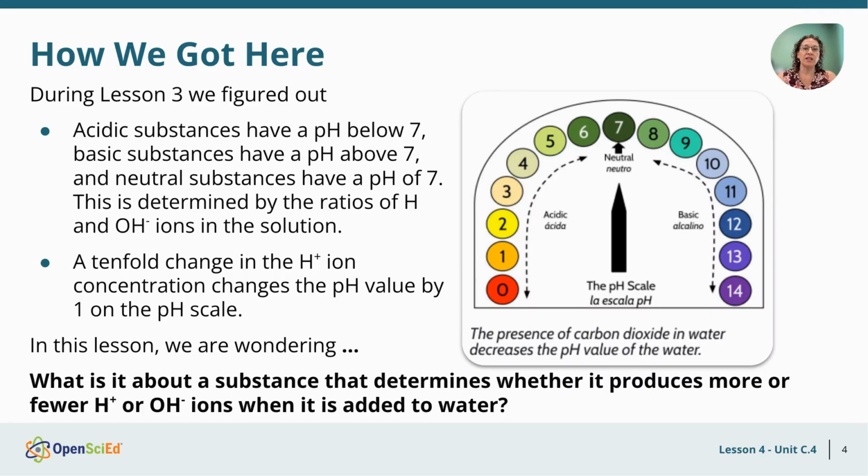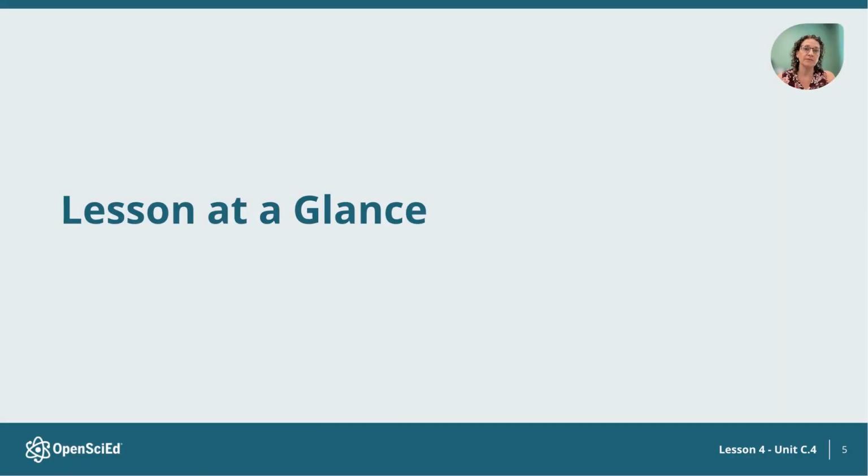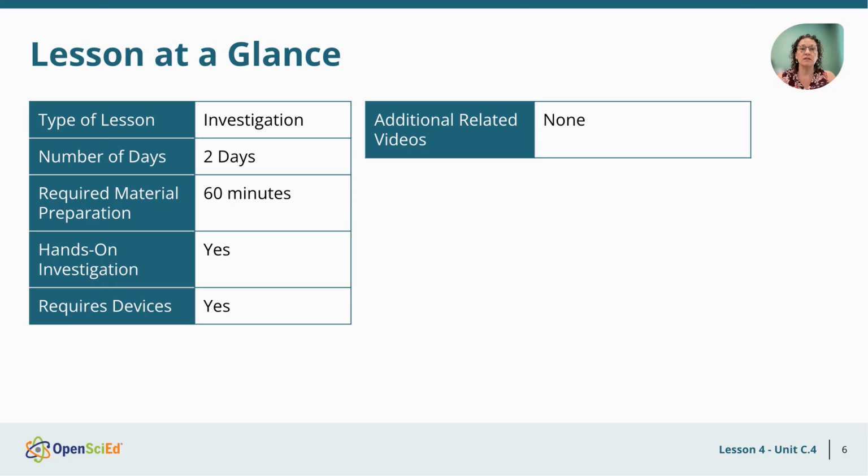During lesson 3, we figured out how to interpret the pH scale, including how the pH of a solution is determined by the ratio of hydrogen and hydroxide ions in a solution. In this lesson, we're wondering, what is it about a substance that determines whether it produces more or fewer hydrogen or hydroxide ions when it's added to water? Here's the lesson at a glance.